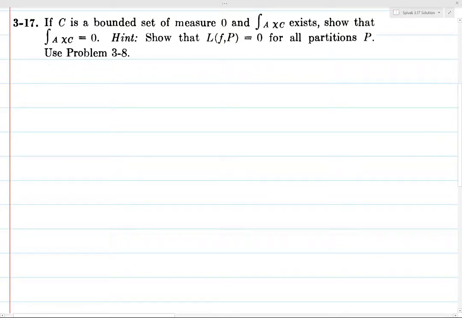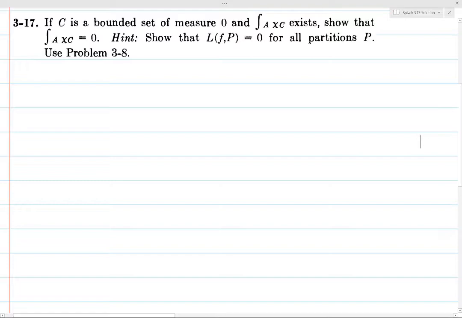All right, so what we want to do is say that if we have a set C, which is bounded and has measure 0, and the integral of the indicator function exists, then show that the integral is 0. This is actually sort of interesting because when you define the integral in terms of measure theory, you start by defining a measure of a set, and then the first types of functions that you integrate are these indicator functions. And you define the integral of an indicator function of a set to be precisely its measure.